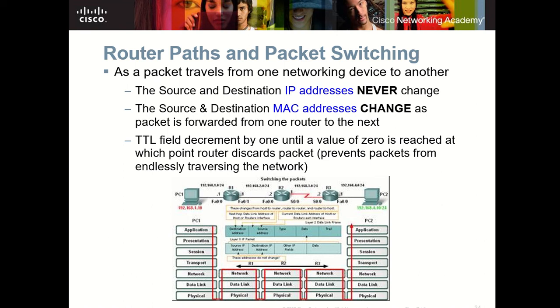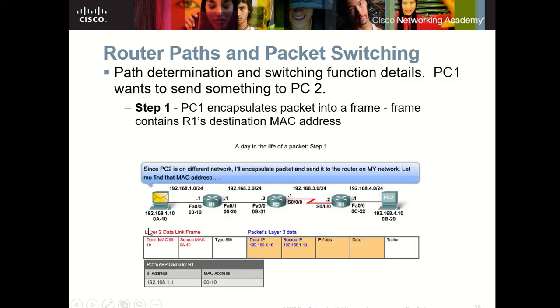So if the data, message, or packet cannot reach its destination based on the TTL value, the messages will be discarded. When that happens, we need to re-establish the connection to enable the traversing or transportation of our packet. Okay. Let's proceed to the path determination and switching function details.